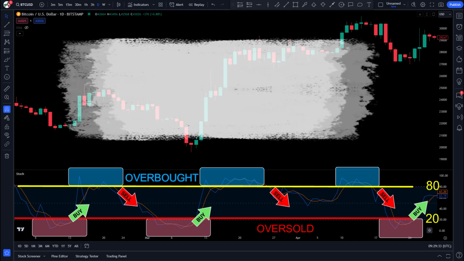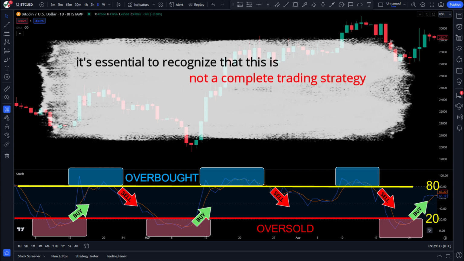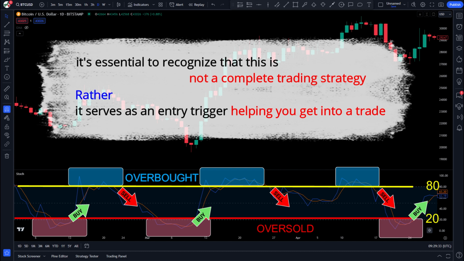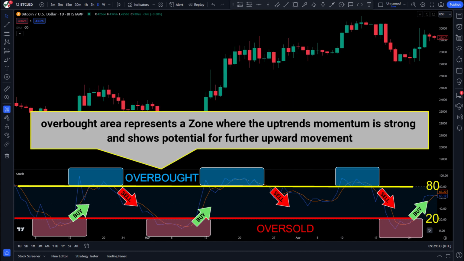It's essential to recognize that this is not a complete trading strategy. Rather, it serves as an entry trigger helping you get into a trade. The overbought area represents a zone where the uptrend's momentum is strong and shows potential for further upward movement.